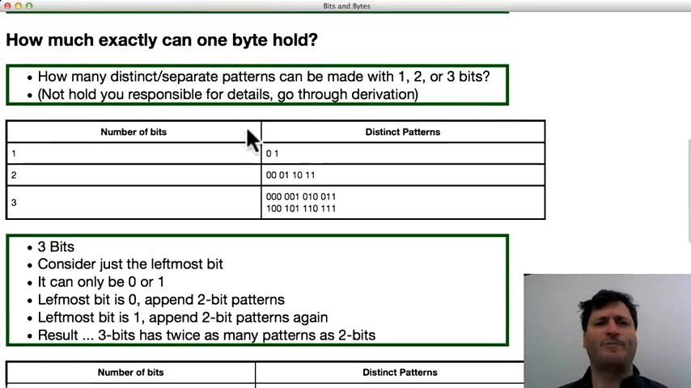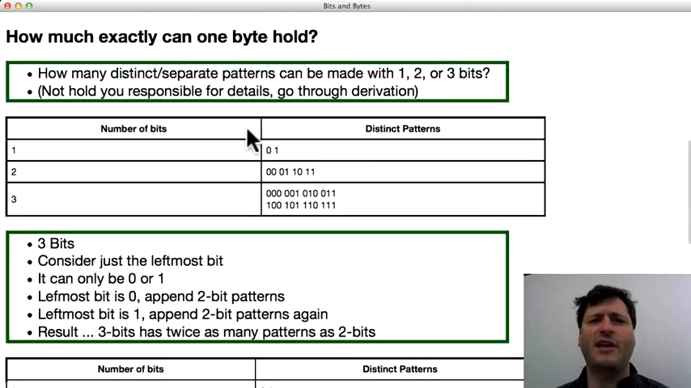So the question I want to look at is exactly how much can 1 byte hold? And I want to work out the math for that. I'm not going to hold everyone responsible for the details of this, but I want to go through the derivation just so you can see it. The question I'm going to explore is, if I have a number of bits, how many distinct patterns can I make with those bits? First we'll just consider either 1 bit, 2 bits, or 3 bits. I've put these in a little table.